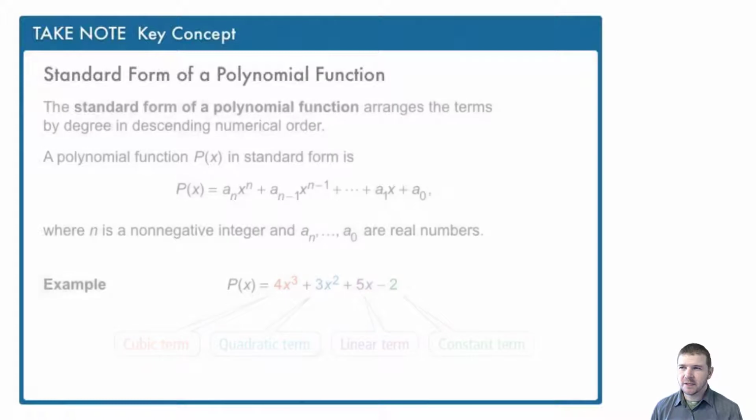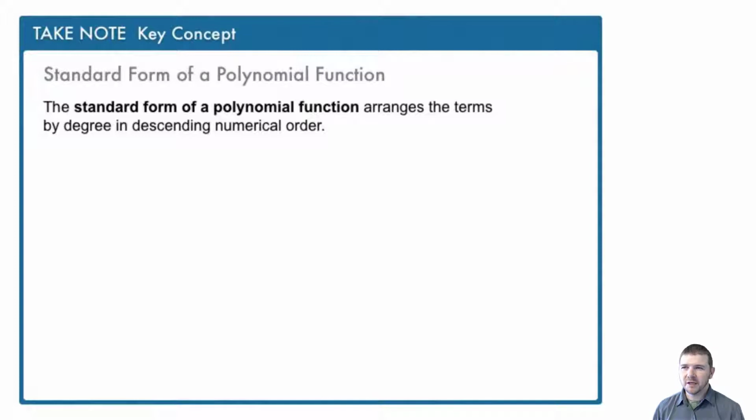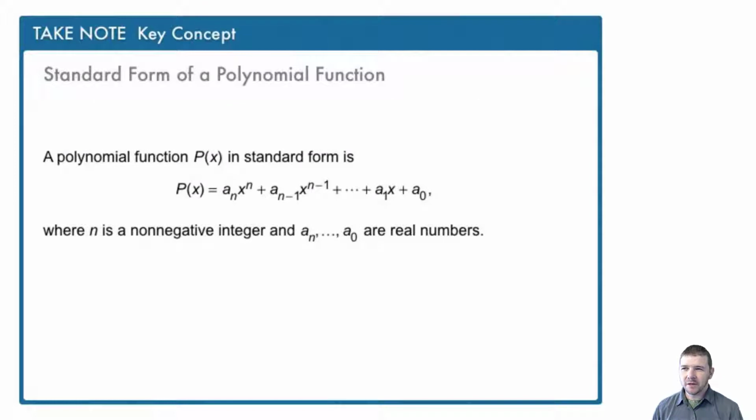Take note, key concept, standard form of a polynomial function. The standard form of a polynomial function arranges the terms by degree in descending numerical order. A polynomial function p of x in standard form is p of x equals a sub n times x to the nth power plus a sub n minus 1 times x to the n minus 1 power plus, and the pattern continues, plus a sub 1 times x plus a sub 0, a constant, where n is a non-negative integer and a sub n through a sub 0 are real numbers.